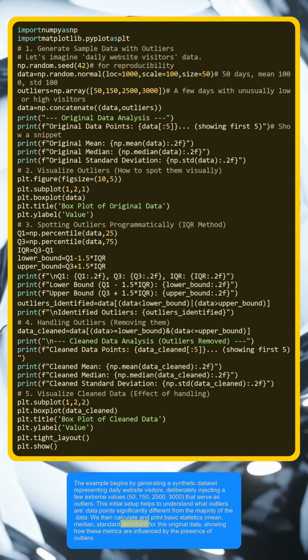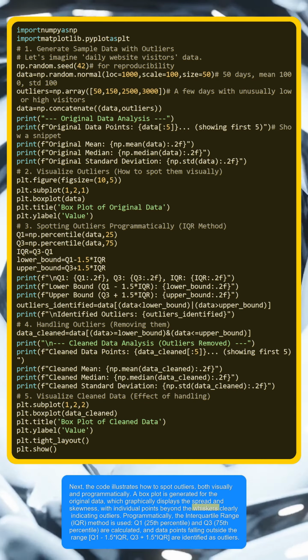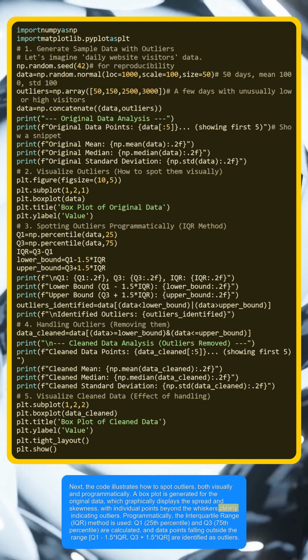A box plot is generated for the original data, which graphically displays the spread and skewness, with individual points beyond the whiskers clearly indicating outliers. Programmatically, the interquartile range, IQR, method is used. Q1, 25th percentile, and Q3, 75th percentile, are calculated, and data points falling outside the range, Q1 minus 1.5 IQR, to Q3 plus 1.5 IQR, are identified as outliers.